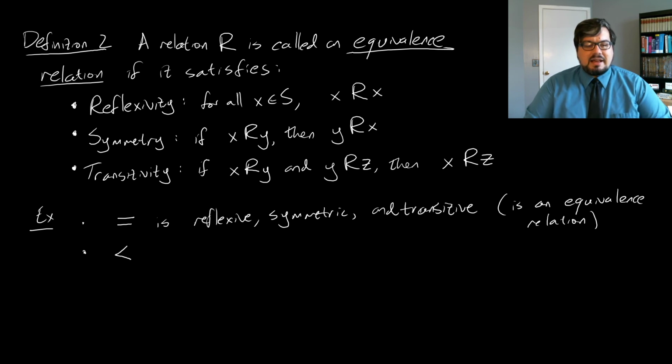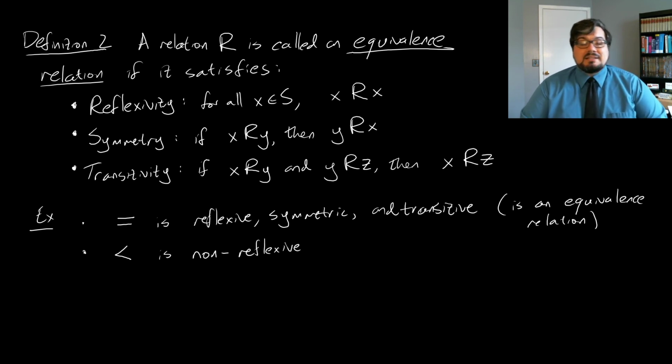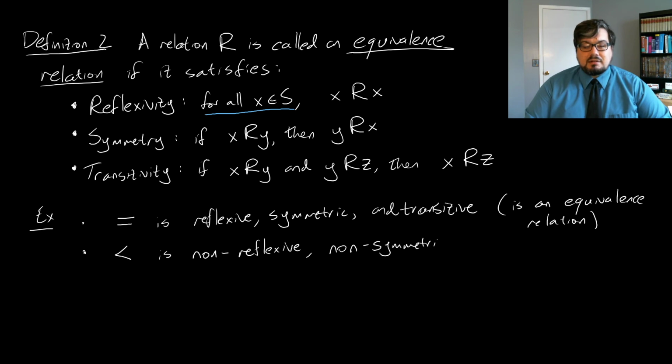On the other hand, less than, the relation that we looked at first last time, is non-reflexive. And that's because a number is not less than itself. 5 is not less than 5. And to show non-reflexivity, you only need to show that we don't have some element related to itself for some element in your set, because reflexivity is a statement that says for all x in your set, x is related to x. So less than is non-reflexive. It's also non-symmetric, because if x is less than y, it could be the case that y is not less than x. So x being less than y does not imply that y is less than x. So it's non-reflexive, non-symmetric, but it is transitive.